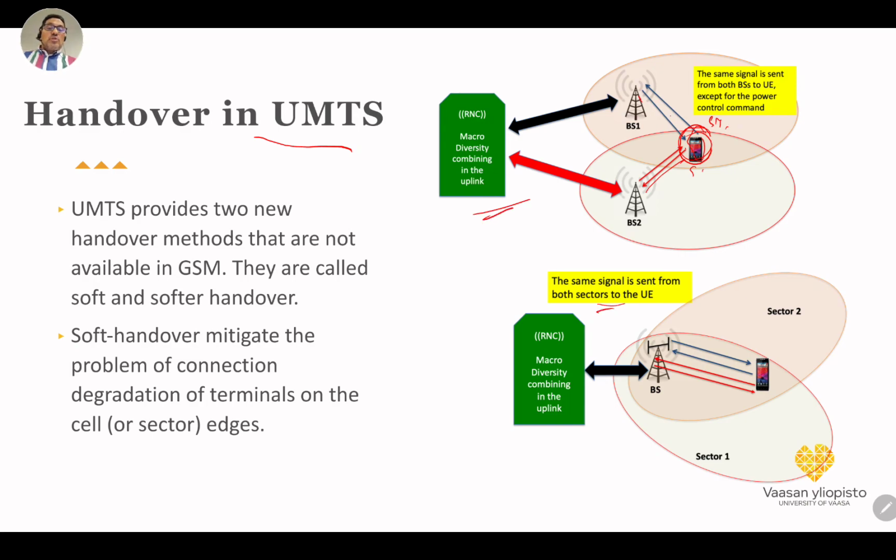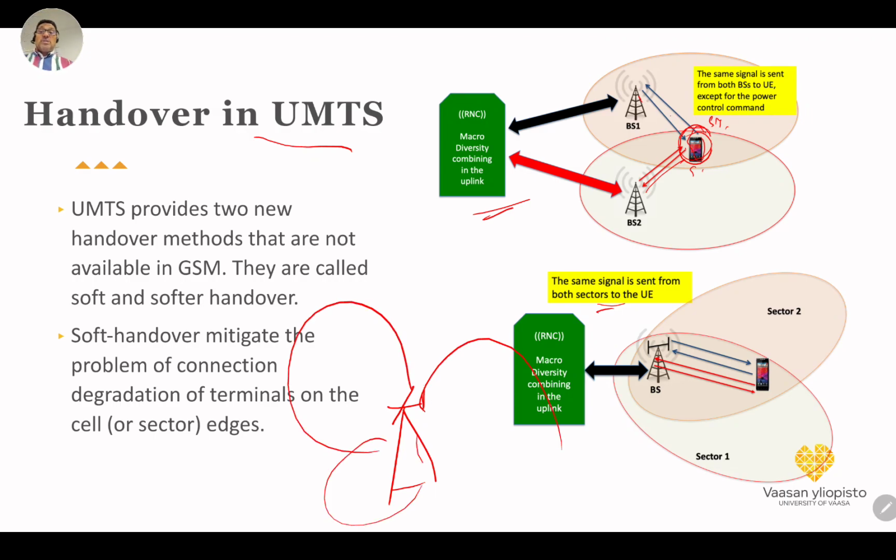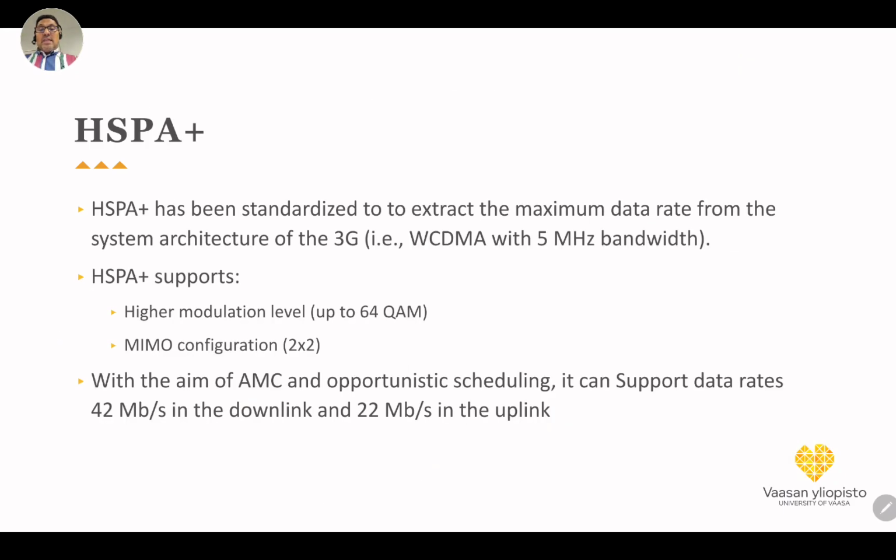And also the softer handover, because each cell can be divided into several sectors, usually three sectors: first sector, second sector, and third sector, in order to increase the capacity. It is the same case when the user is at the edge between two sectors, then it can be served from both sectors in order to increase the quality of the signal of that user. This is called softer handover in the 3G network.